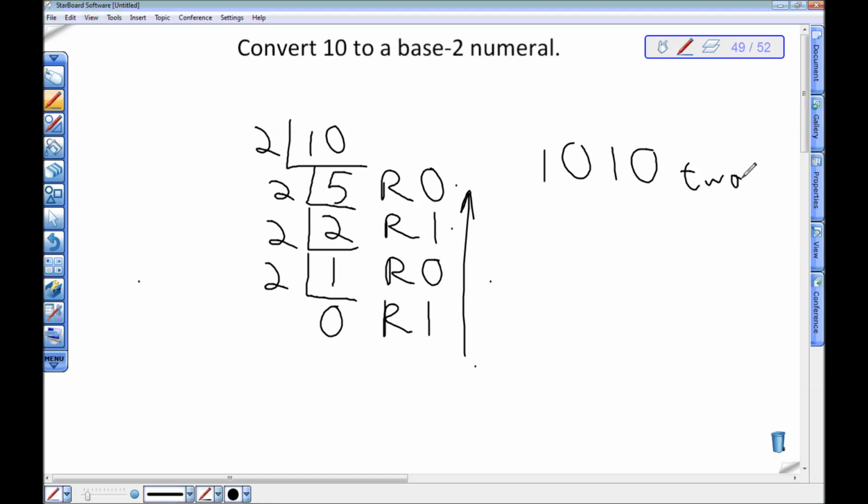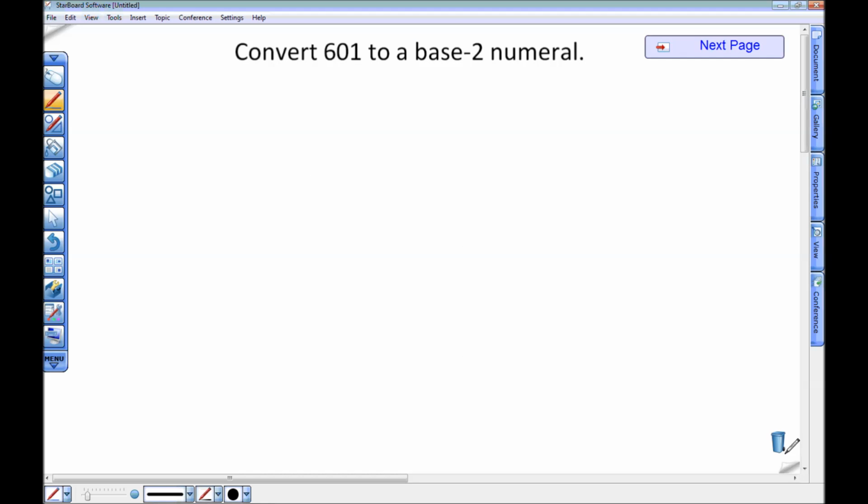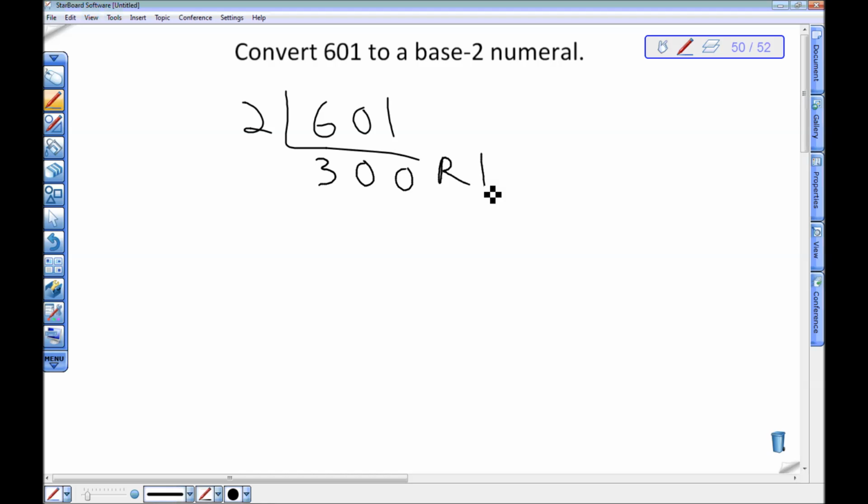Okay, let's do another one. Let's convert 601 to a base 2 numeral. So I'm going to take 601 and divide it by 2. Well, I'll get 300 with a remainder of 1. That 1 is going to end up in my ones place. I'm going to take 300 and divide it by 2. I will get 150 with a remainder of 0. That 0 is going to end up in my 2's place.